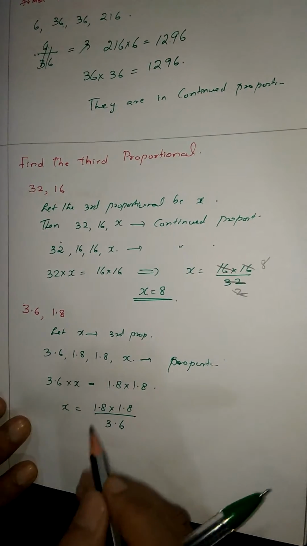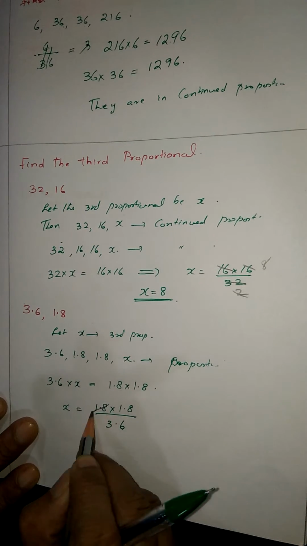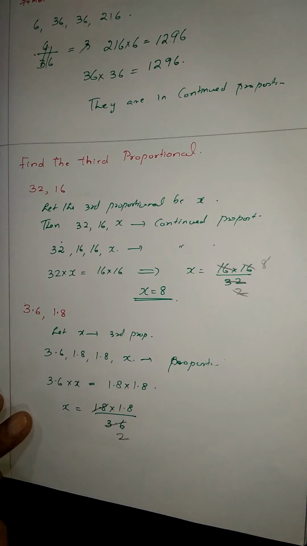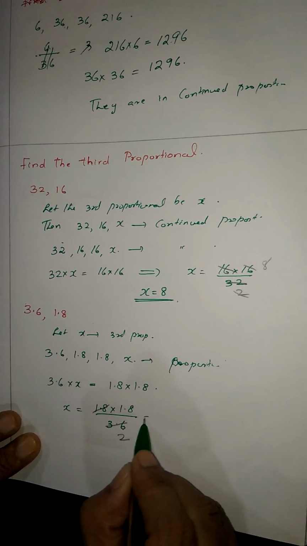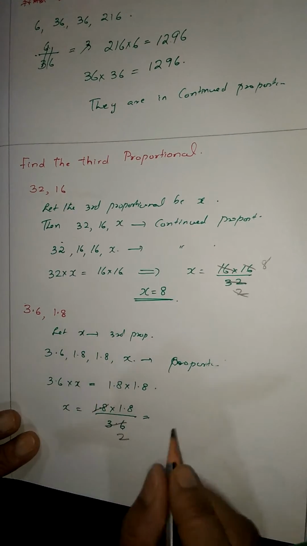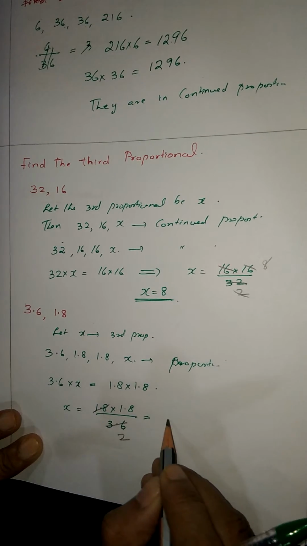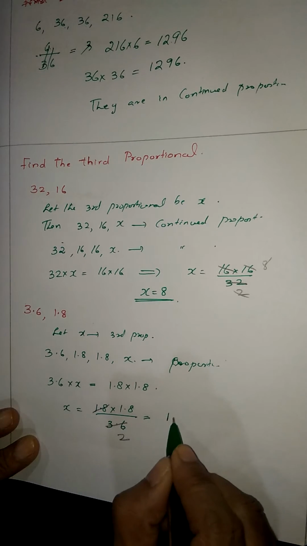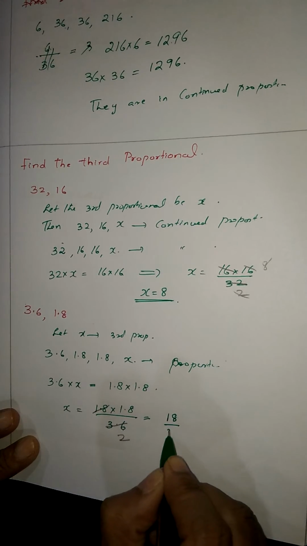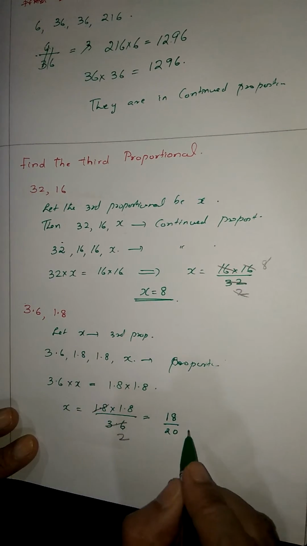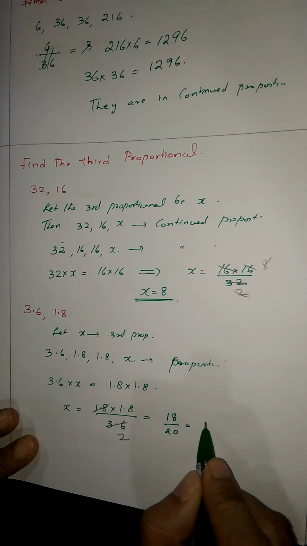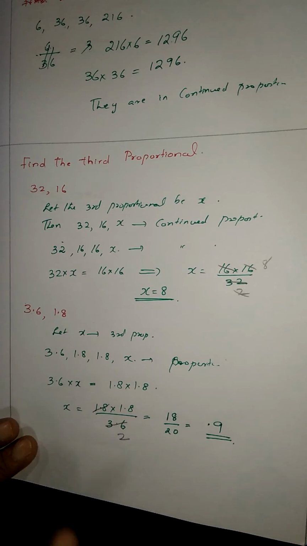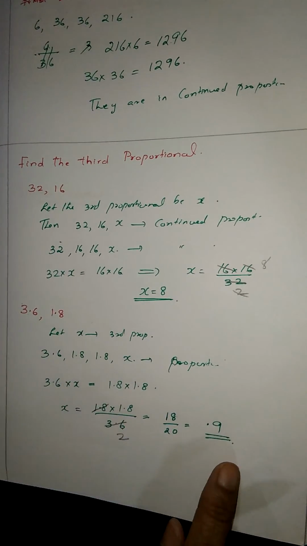So this and this will go 2 times. So this is equal to 0.9. Or you can write this as 18 by 20, so that is equal to 0.9. So x, the third proportional, is 0.9.